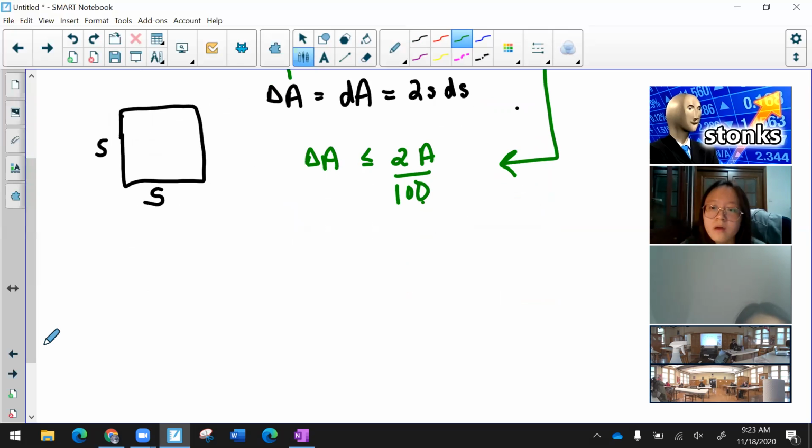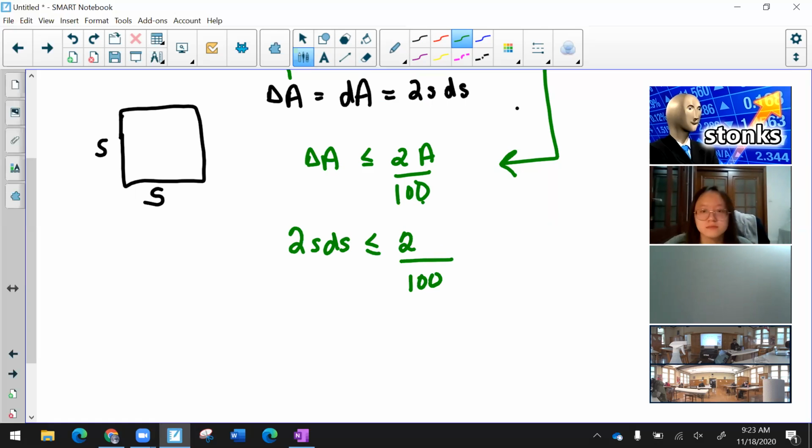Fair enough? Okay. So my delta A or my dA is 2s ds. But what am I going to let A be? S squared. Yeah, S squared. Good. And then I can cancel some stuff, right? So I can cancel my 2's. I can cancel one of my S's.